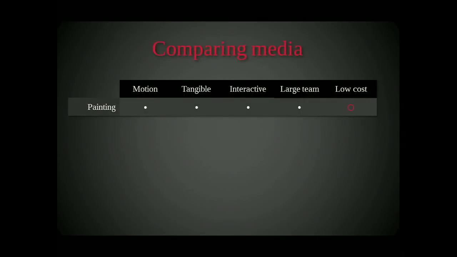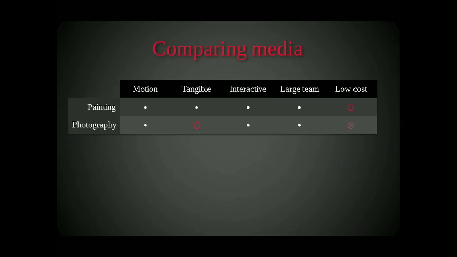Is it interactive, and how many people are working on it, and is it expensive to do? So a very basic one would be painting, which, well, you don't have motion. It's not tangible because even if you're painting something that exists, you have an empty canvas at the beginning, and you have to do everything by yourself. It's not interactive, at least that I'm aware of. And it's usually a one-man work, and it's pretty low cost. You would only need pens, brushes, paint, and canvas, not expensive.